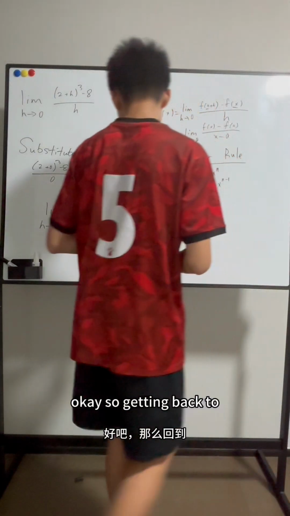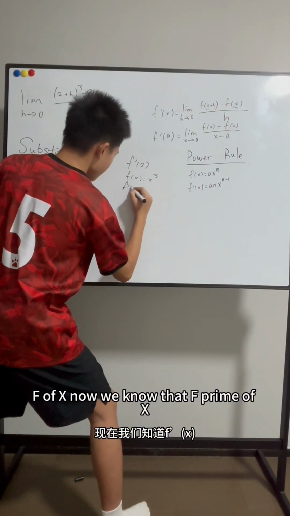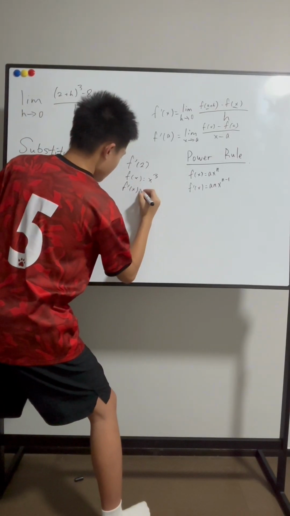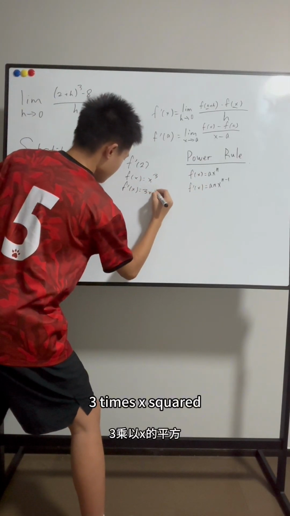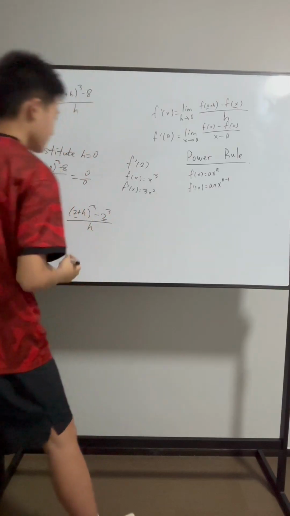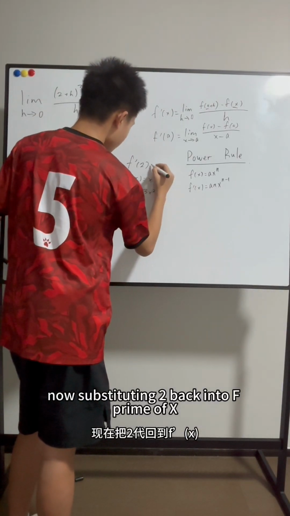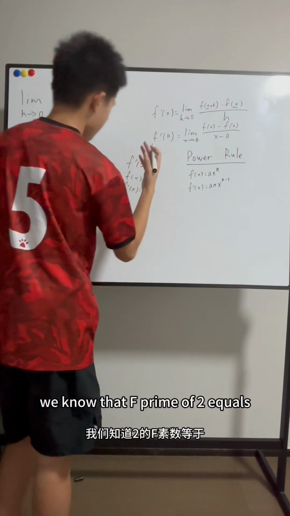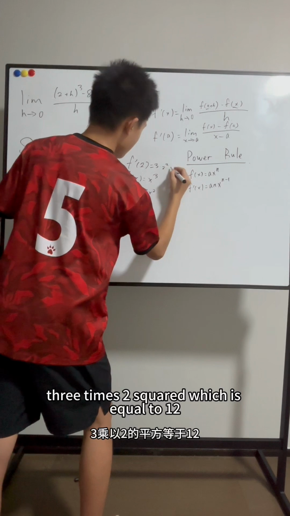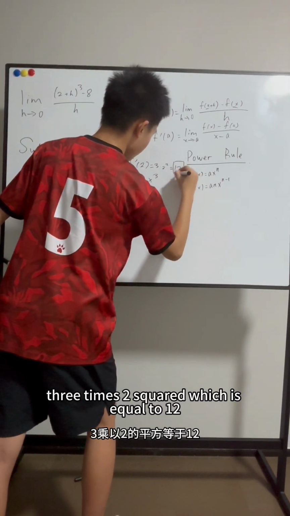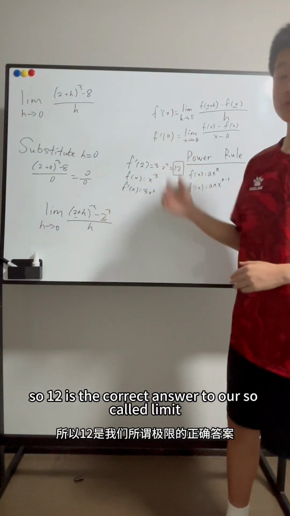Getting back to f of x, now we know that f prime of x is equal to, using the power rule, 3 times x squared. Now, substituting 2 back into f prime of x, we know that f prime of 2 equals 3 times 2 squared, which is equal to 12. So 12 is the correct answer to our so-called limit.